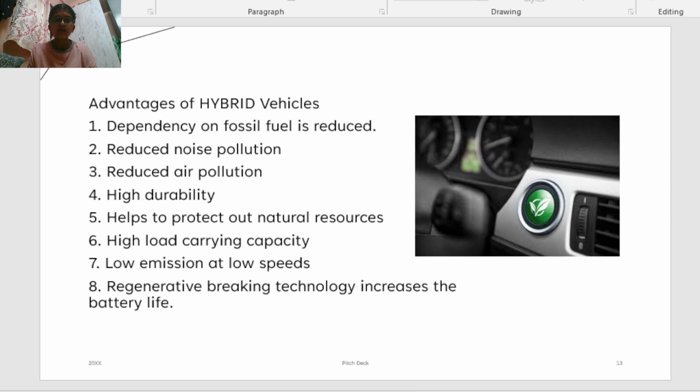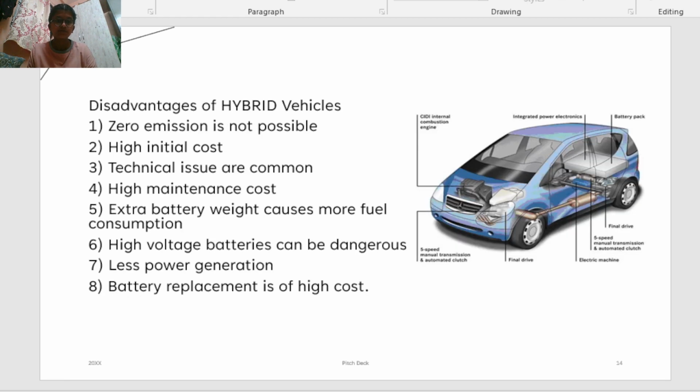Next, we have advantages of hybrid vehicles. The first one is dependency on fossil fuel is reduced, reduces noise pollution, reduces air pollution. It has high durability, helps to protect our natural resources, high load carrying capacity, low emission at low speeds, and regenerative braking technology increases the battery life.